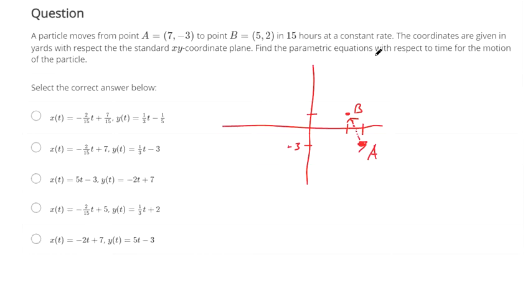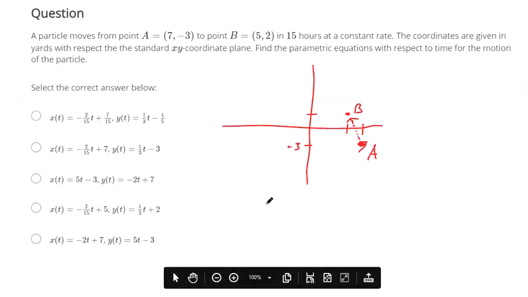Coordinates are given in yards with respect to the standard x and y coordinate plane. Find the parametric equations with respect to time. So we're looking for parametric equations with respect to time. That means we want to separate x and y into two separate functions. Instead of depending on each other, we want them to depend on a variable in common, on time.